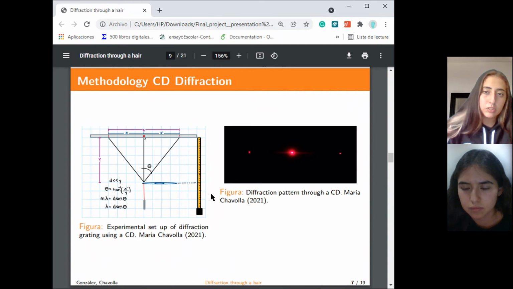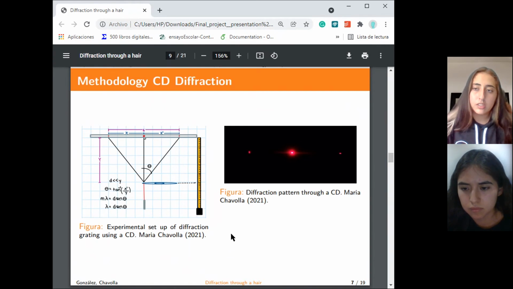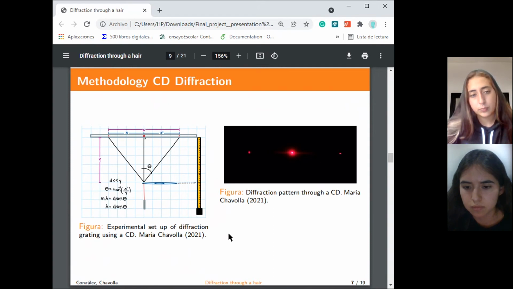And in this case we used a red laser, and at the far end we place the observation screen, or simply use the wall. And when the light passes through the disk, it creates a diffraction pattern as we can see in the figure on the right. And we recorded the distances to obtain the wavelength of the radiation.